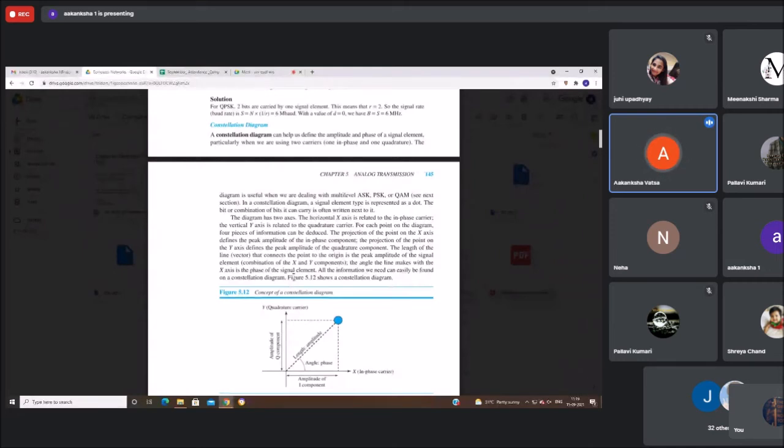So in phase and quadrature हम दो carriers use कर रहे हैं, तब जब ASK और PSK को कंबाइन करना होता है तब हम कॉन्स्टलेशन डायग्राम के थ्रू रिप्रेजेंट करते हैं कि कौन सा एम्पलीट्यूड होगा और कौन सा फेज होगा. So that will be used in QAM. Now you can see here, these are three constellation diagrams to represent the amplitude and the phase.